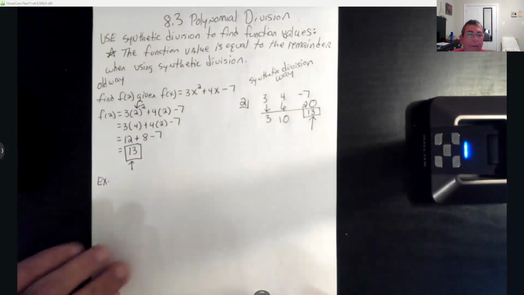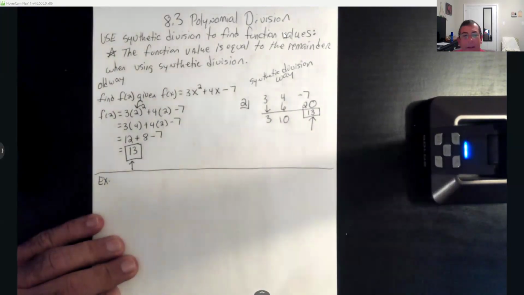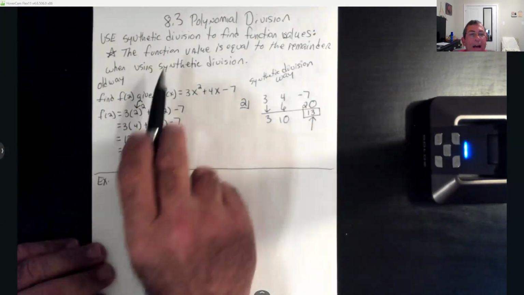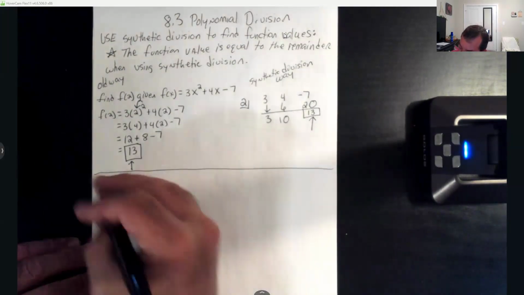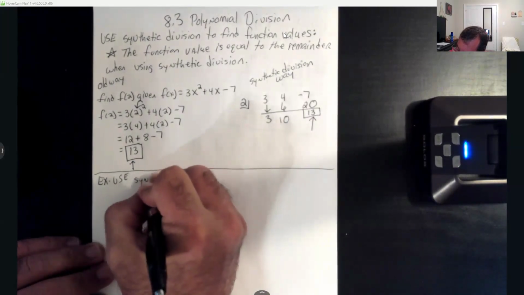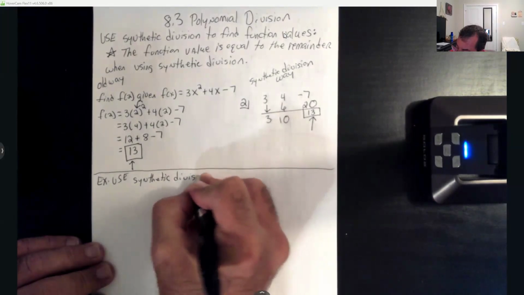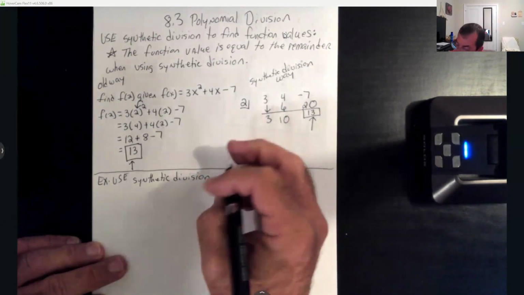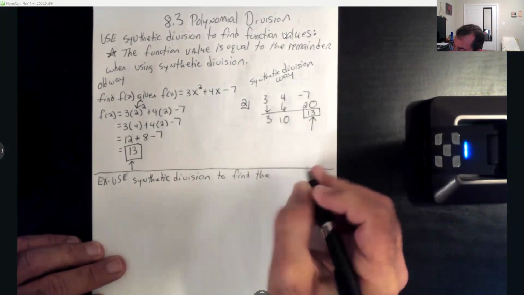So let's start doing some of this college algebra homework, finding function values. So y'all, I'm going to use synthetic division to find the function values.